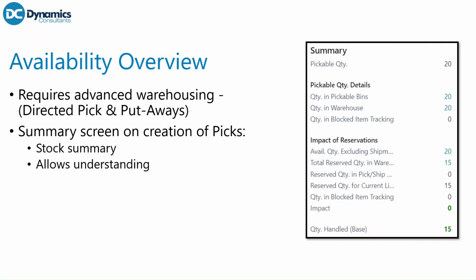The availability overview screen is a new screen that appears when you have advanced warehousing turned on. So that's the directed picks and putaways on a particular location. And when you go through and create a pick from a warehouse shipment, it brings up a screen that tells you what it's created, so how many pick lines it's created. And it also gives you a bit of an explanation about why it's determined those particular values that you can pick. So there's a summary there on the right hand side that you can see, which is from one which I've created. But let's have a quick look at it in Business Central.